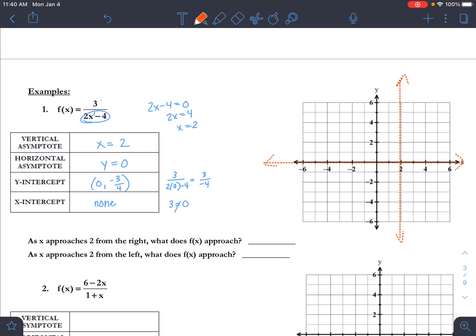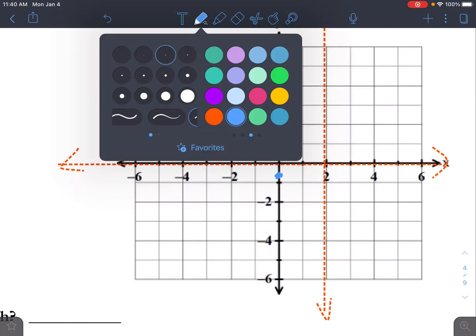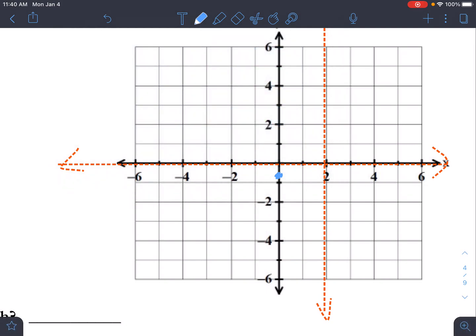The other thing you want to graph, if you can, is any x or y intercepts. So I have a y-intercept at 0, negative 3/4. We're just going to approximate. I know it's not going to be perfect. And then we're just going to graph. Now, your only options is it looks like this or it looks like this. Because we were given a point right here, we know it has to be in this bottom half. So we're going to go towards the asymptote, towards the asymptote. Okay, smooth curve right there.